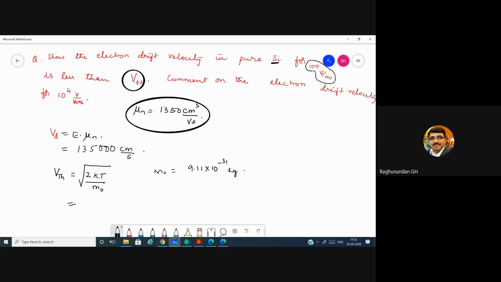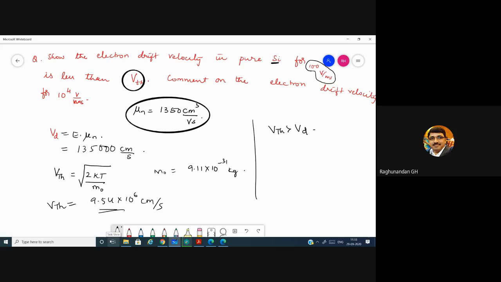You can check it later. You'll be getting 9.54 into 10 to the power of 6 centimeter per second. This is the answer you'll be getting for VTH. Okay. So now from this we came to know that VTH is greater than Vd. So we showed that the thermal velocity is always greater than the drift velocity.